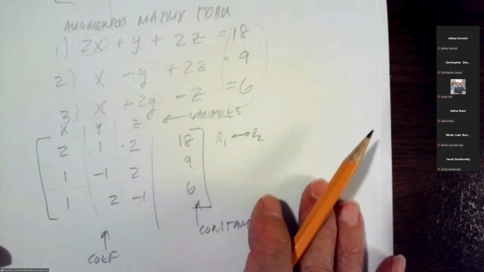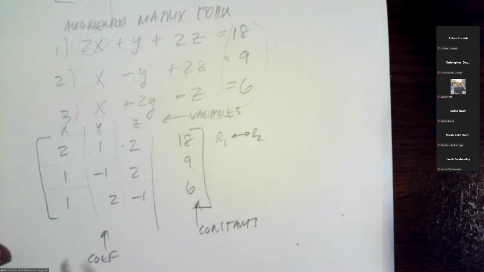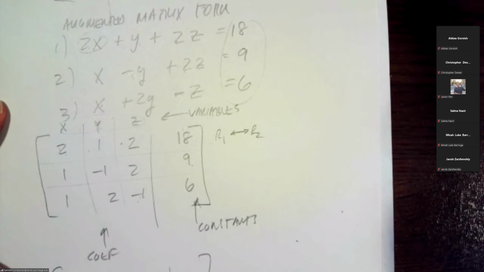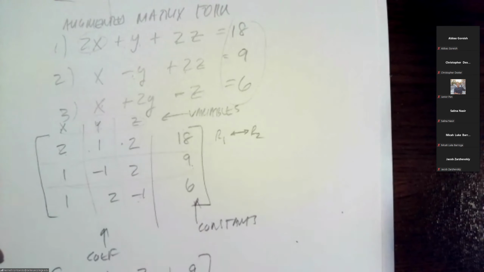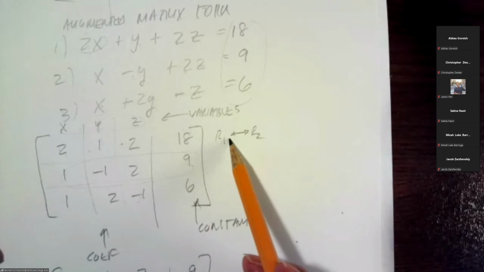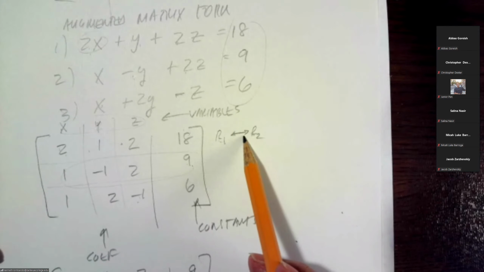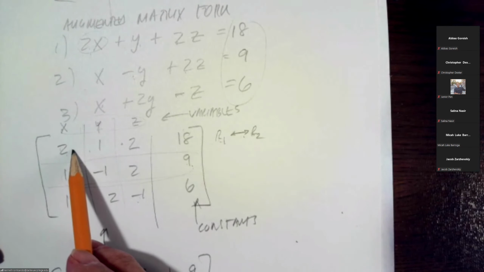So if I do that operation, what I end up with is 1, negative 1, 2, and 9. So what was in row 2 goes to row 1. That's what this operation means. And then what's in row 1 goes to row 2.